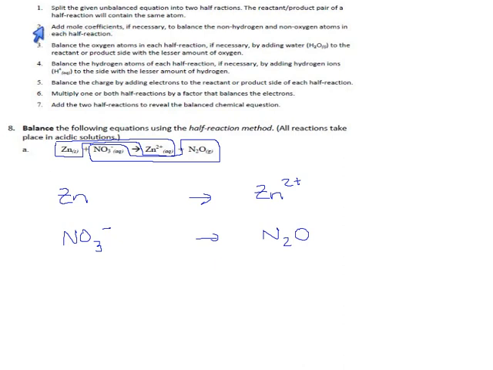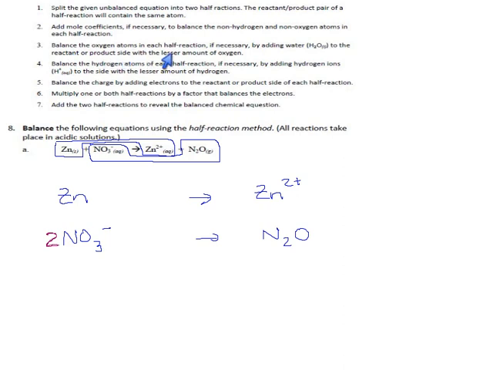Add mole coefficients if necessary to balance the non-hydrogen, non-oxygen atoms in each half reaction. So this reaction is just about zinc, and just counting atoms, we have one here, no need to change anything. In this case, though, ignore the oxygen for now. If you just look at the nitrogen, we have one here and two on the right, so that's no good. To fix it, we put a coefficient of 2 on the nitrate. Okay, so all we're balancing right now is the N's, and now that's done.